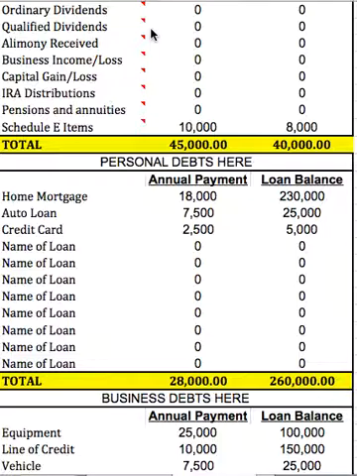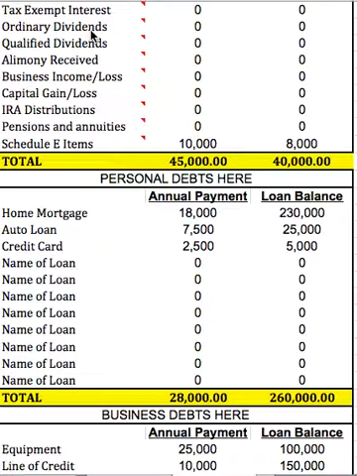As we go down the line, you'll see ordinary dividends. And again, that could come from stock investments, so on and so forth, or possibly other investments. And you pay yourself a dividend, and if that's consistent, we put that number in here.